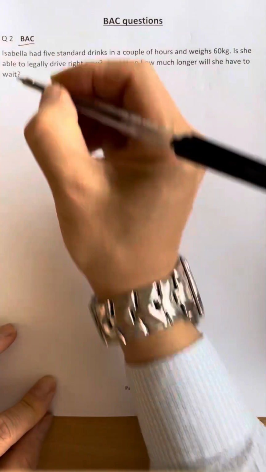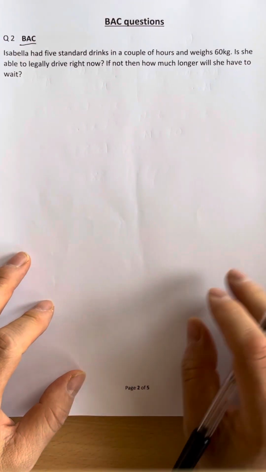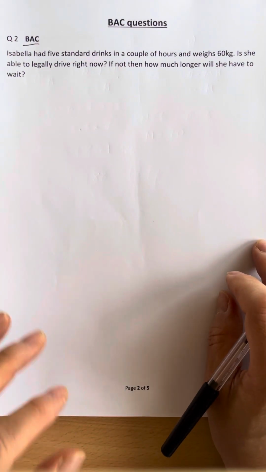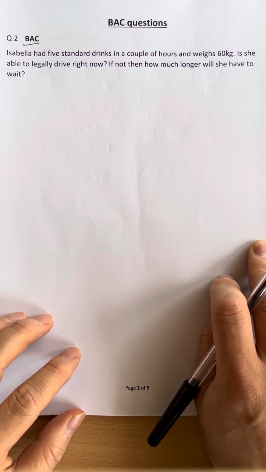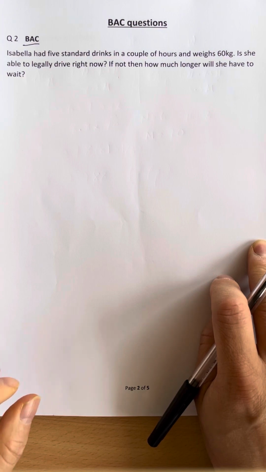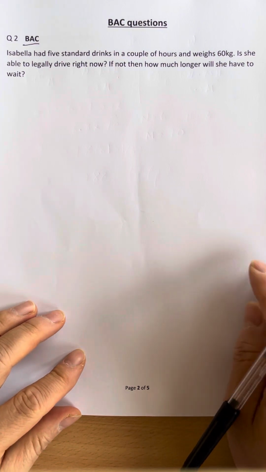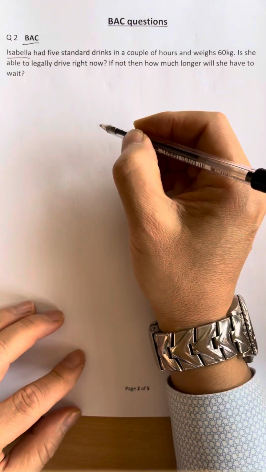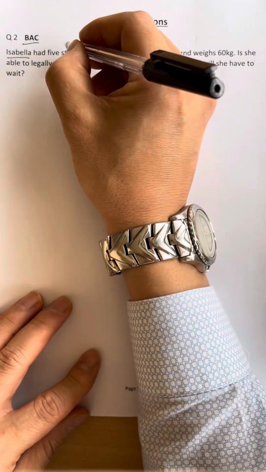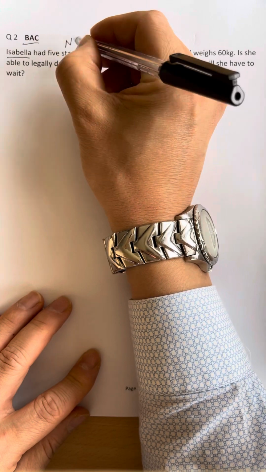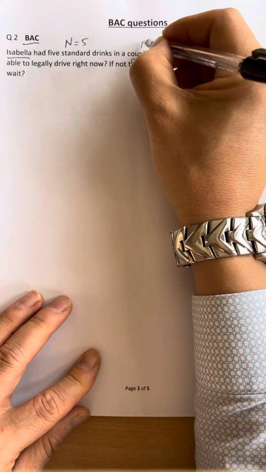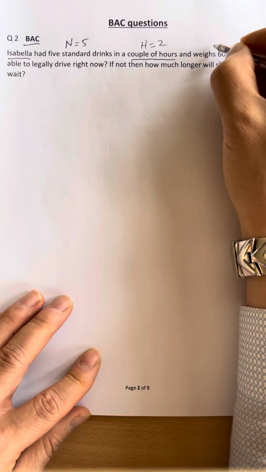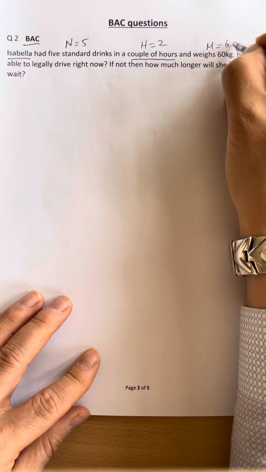Question 2, again on BAC, but this time Isabella had 5 standard drinks in a couple of hours and weighed 60 kilograms. Is she able to legally drive now? If not, how much longer will she have to wait? Well, Isabella is a girl. The number of standard drinks is 5, so n equals 5. A couple of hours means h equals 2. She weighed 60 kilograms, so m equals 60.